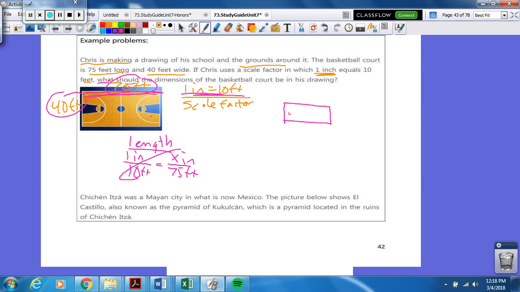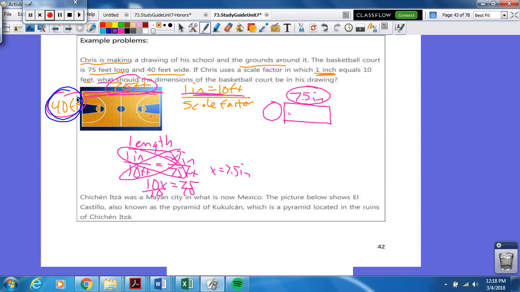Okay, 10x, cross multiply, equals 75 times 1, which is 75. Divide by 10, and x is 7.5 inches. So here in my drawing, I'm going to write 7.5 inches across. Okay, so now I need my width right here. See if you can get it.